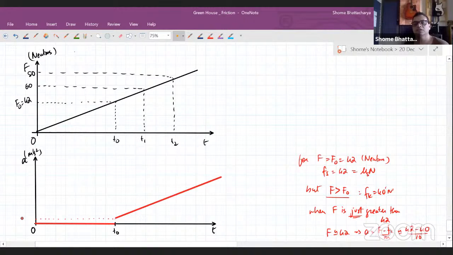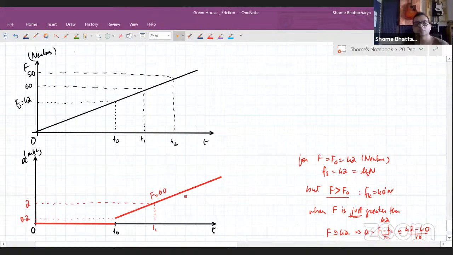So divided by the mass. So the acceleration will start from a value of 0.2 meters per second square. And then by the time you reach the time of T1, when the external force has become 60 newtons, you can see that the acceleration has increased by then to 2 meters per second square, which we had calculated.